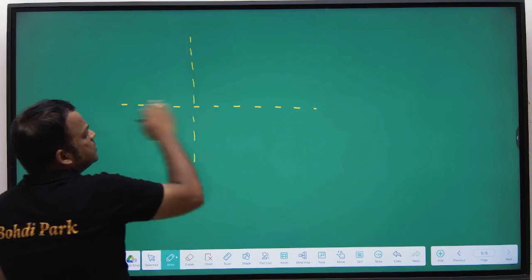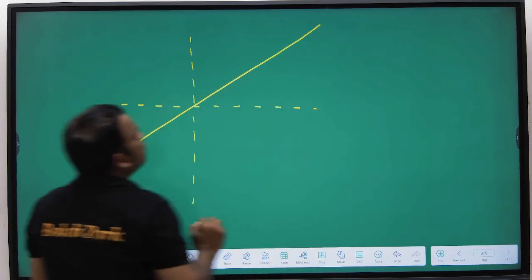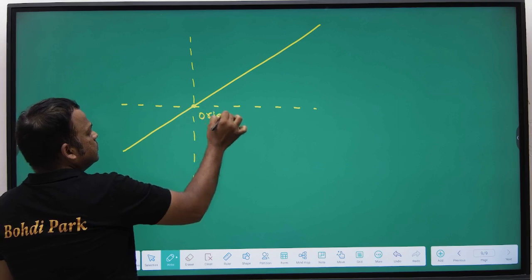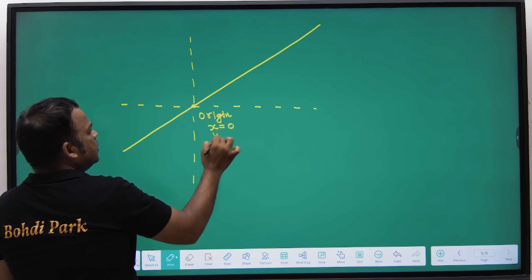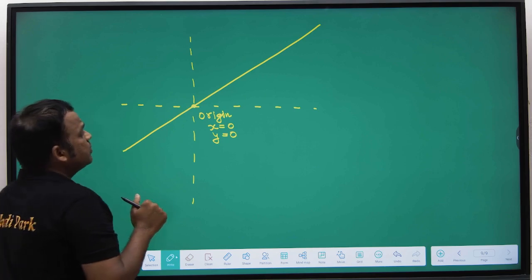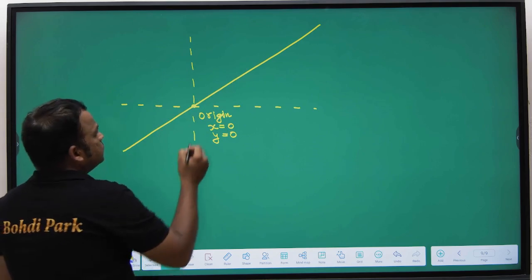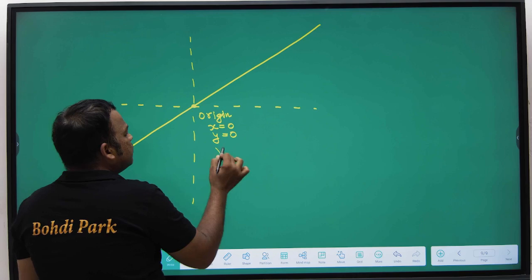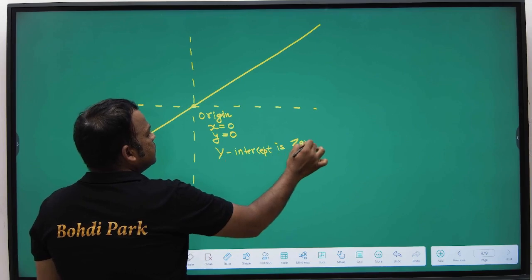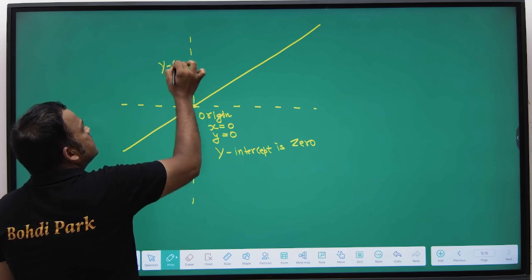This is y axis, this is x axis. Suppose this is the straight line. So this straight line is passing through origin. The value of x is 0, value of y is also 0. So what is the value of y when it is cutting y axis? It is 0. So y intercept is 0. You look where the straight line is meeting y axis.